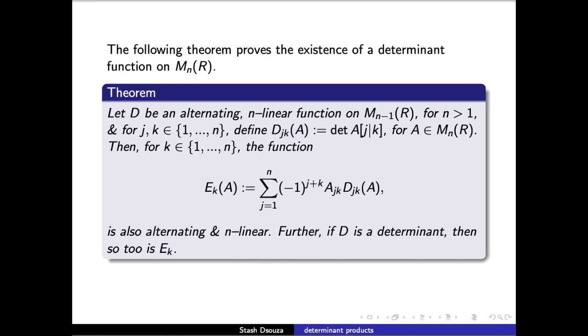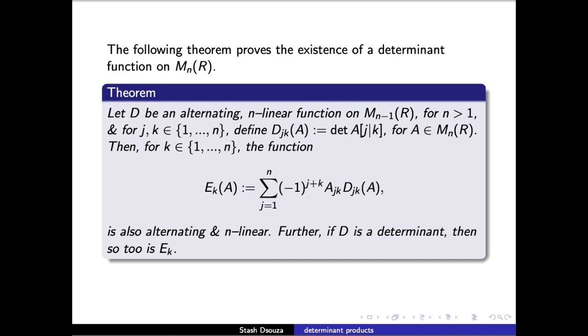So let D be an alternating n linear function on M(n-1) of R for n greater than 1, and for j, k two indices in the list 1 to n, we define the function djk evaluated at A to be the determinant of the matrix A obtained by deleting row j and column k. That's what we denote as A bracket j bar k. And this is for any matrix A in the set of real matrices over R.